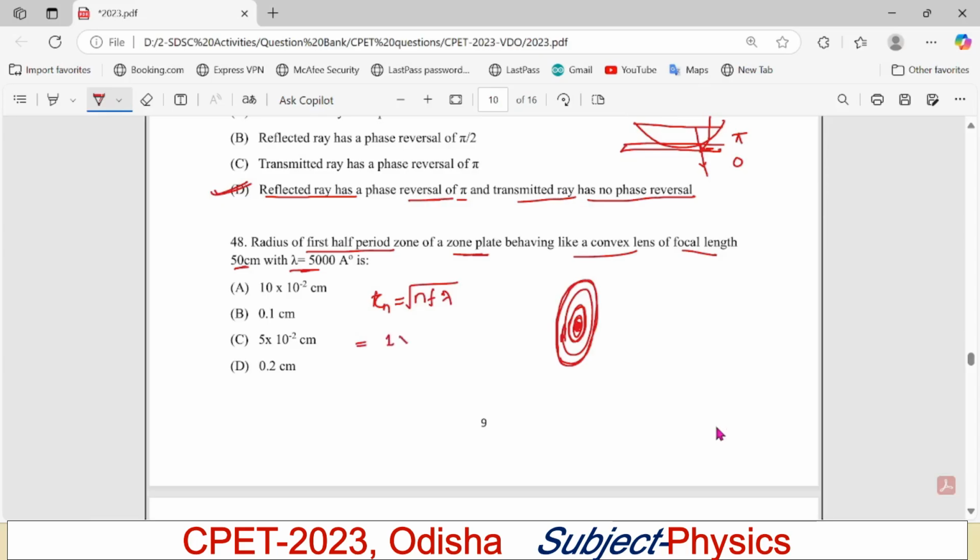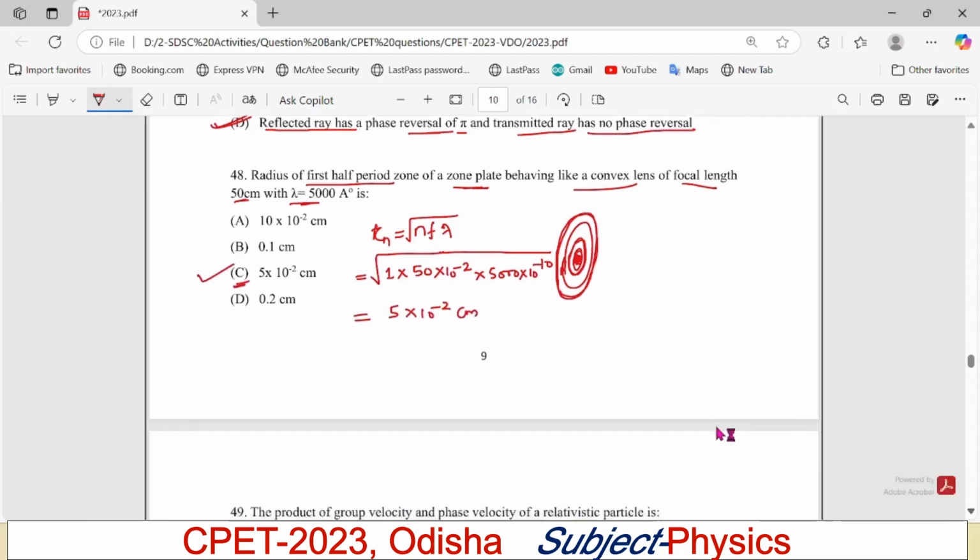So it will be f, the focal length, given as 50 centimeter, that is 50 into 10 to the power minus 2 meter, into 5000 into 10 to the power minus 10, because lambda is given in angstrom. So just solve it, and you will find the answer is equal to 5 into 10 to the minus 2 centimeter. Option C is your correct answer.